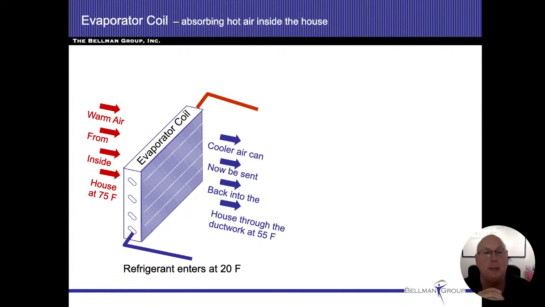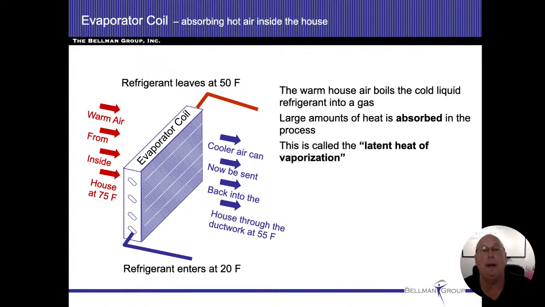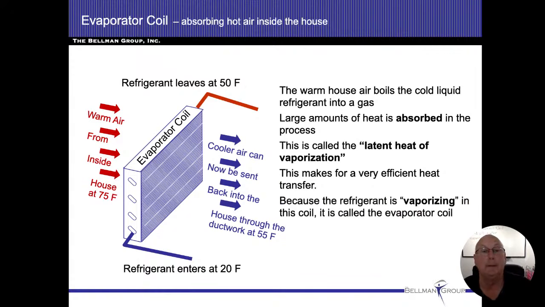So refrigerant enters at about 20 degrees Fahrenheit. I think that was the first number I threw out there. We're going to assume that the house is somewhere around 75 degrees. And this is a simple test we can do as well. It's going to change from a liquid to a gas, and as it changes, it's going to absorb the heat in the air that is blowing over the coils. So it comes in as a liquid at 20 degrees, absorbs heat from the house, and then the refrigerant leaves as a gas at roughly 50 degrees.